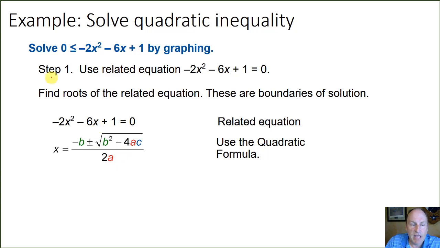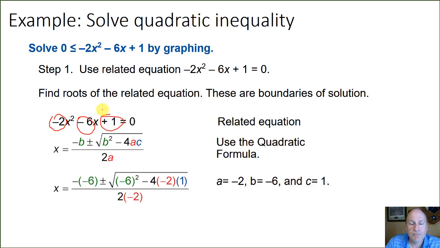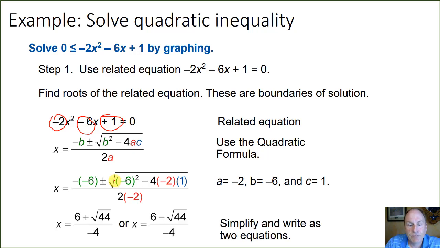We're going to identify the a, which is negative 2, the b, which is negative 6, and the c, which is positive 1. So we're going to substitute the appropriate values for a, b, and c into the quadratic formula. If you need more work on that, there's a screencast on the quadratic formula dedicated to it. When we do that, we get positive 6 plus the square root of 44 over negative 4, or 6 minus the square root of 44 over negative 4.